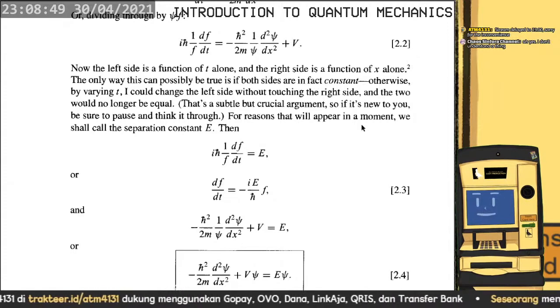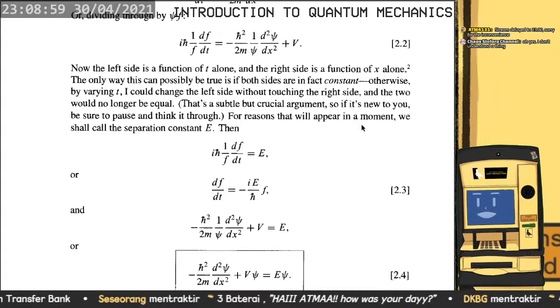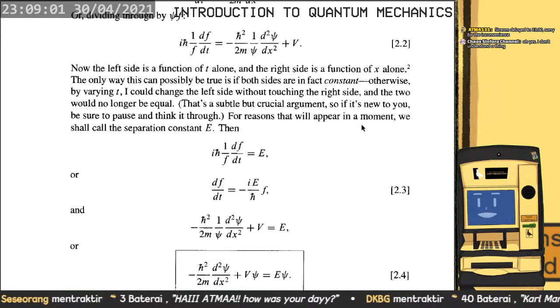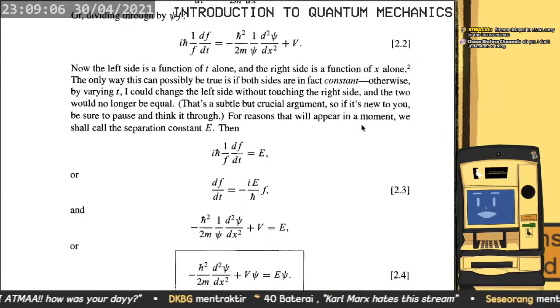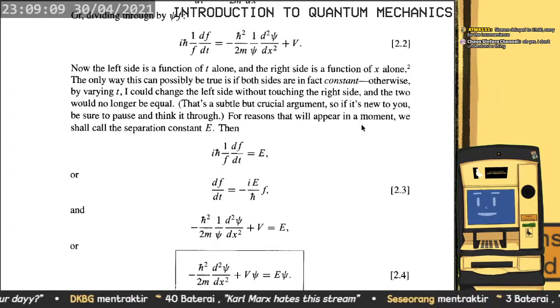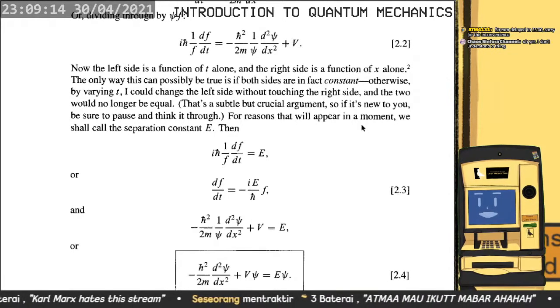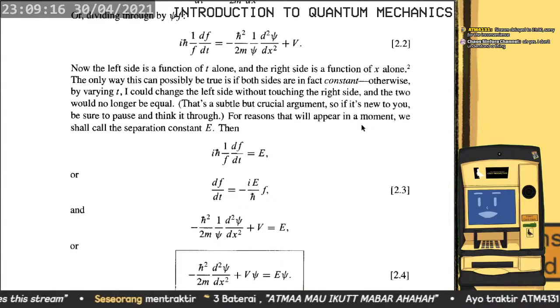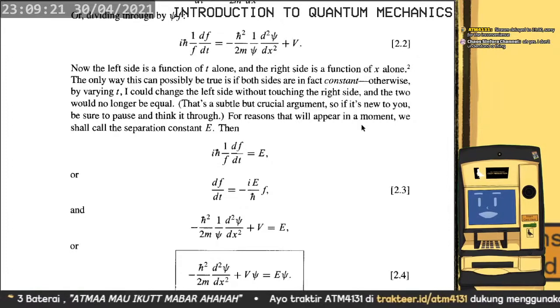The only way this can possibly be true is if both sides are in fact constant. Otherwise, by varying t, I could change the left side without touching the right side, and the two would no longer be equal. That's a subtle but crucial argument, so if it's new to you, be sure to pause and think it through. Okay, I will pause for a little bit.